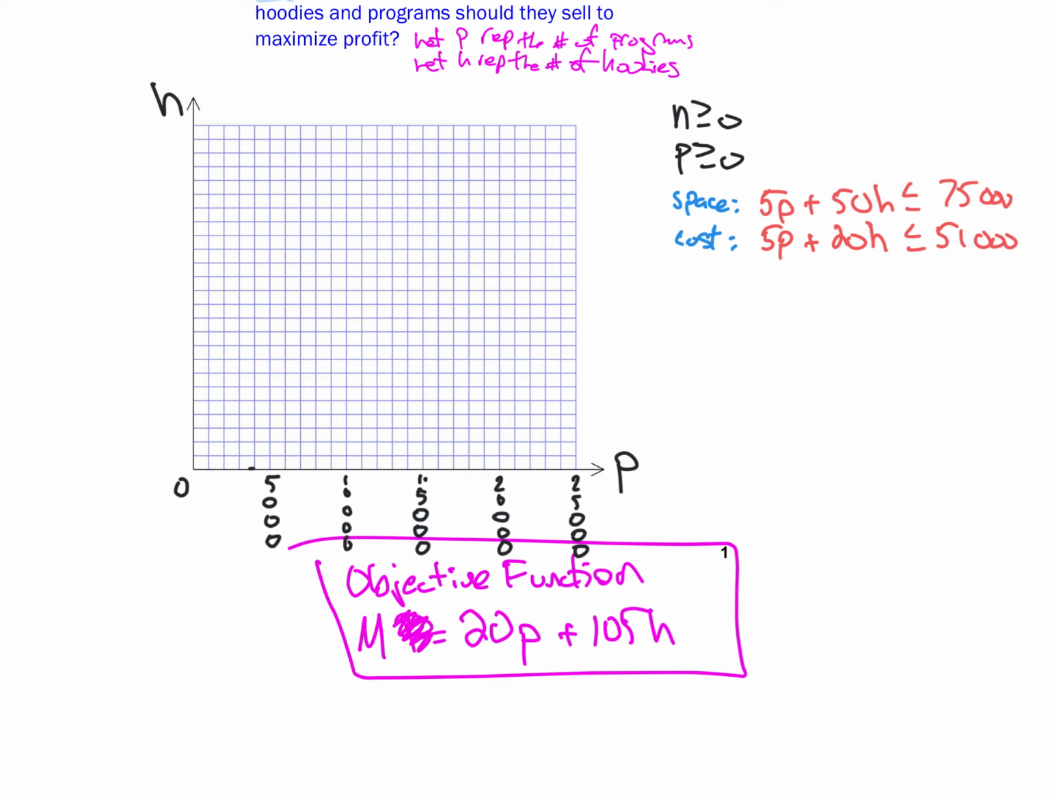So that would be 10,000, 20,000, 30,000, 40,000, and 50,000. And then it's just a matter of making our intercepts and putting them in.